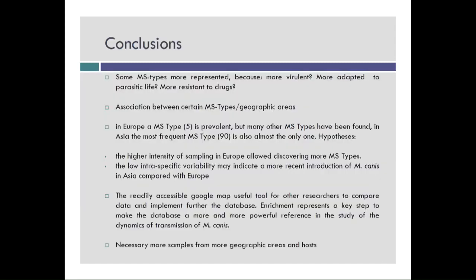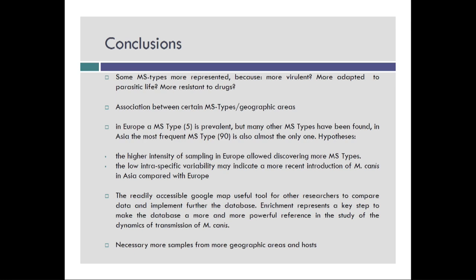In conclusion, we can say that we have found some MS types more represented, and the hypothesis is that they may be more virulent, more adapted to a parasitic life, more resistant to drugs. These are all good hypotheses. We have found certain associations between some MS types and some geographical areas. We have found a great diversity between Europe and Asia as regards the number of genotypes.